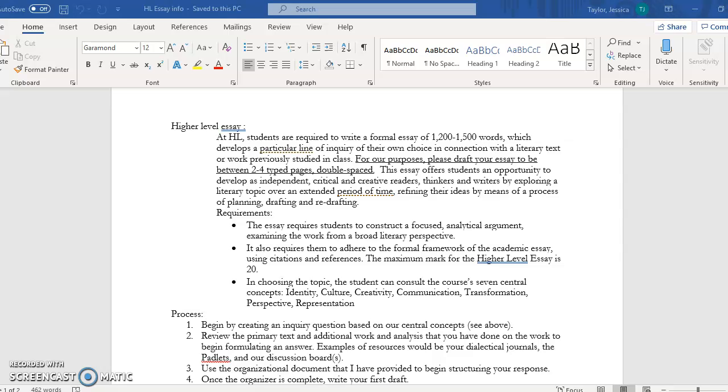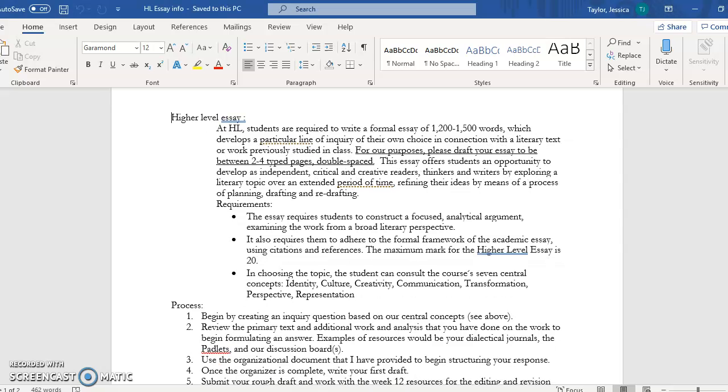So in choosing the topic, you do need to focus on one of our course's 7 central topics. Pretty much everything that we've done this year has had a binding element of these topics to them. So we've looked at identity, culture, creativity, communication, transformation, perspective, and representation. Whatever your inquiry question is, whatever your topic is, you need to have it address at least one of, well, not at least one of those things, right? We don't want to be too broad in it, or else it will lose something in its specificity.